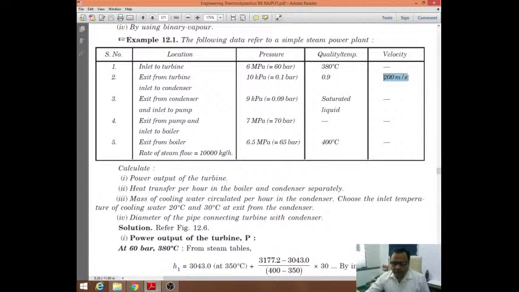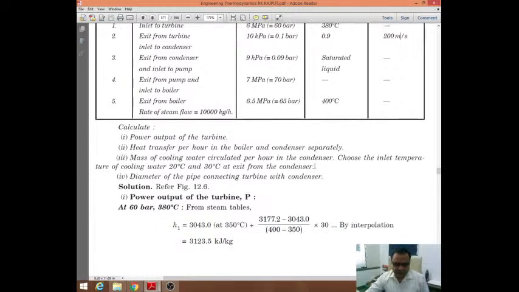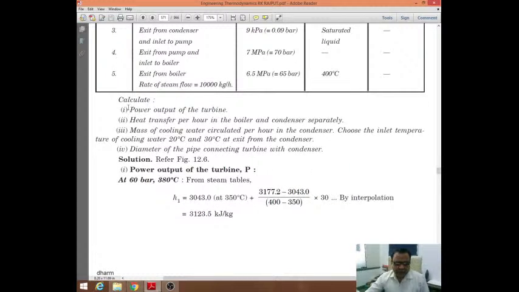Okay, when it comes out from the turbine, the velocity is 200 meter per second. Let us see where we can use this. What we need to calculate is the power output of the turbine, heat transfer per hour in the boiler and condenser separately, and mass of cooling water circulated per hour in the condenser. Choose the inlet temperature of cooling water at 20 degrees Celsius and 30 degrees Celsius at the exit of the condenser.